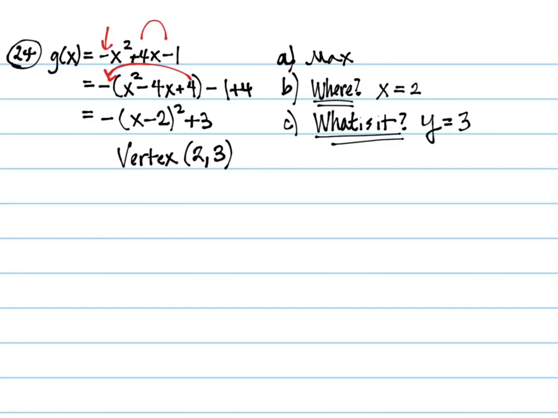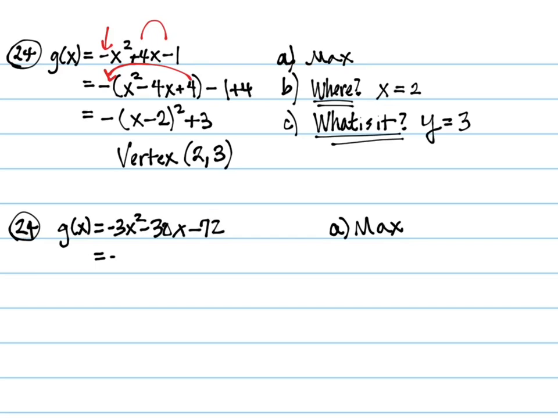It has a 3 in it, which makes the problem look a little different, of course. So same question, max or min, and so forth. So the g of x on this one is negative 3x squared minus 30x minus 72. Bigger numbers. Okay, first, is it a max or min? It's a max, opening downward because of the negative in front of the x squared. So when I do this one and I factor out the negative 3, I'll have x squared plus 10x on this one.